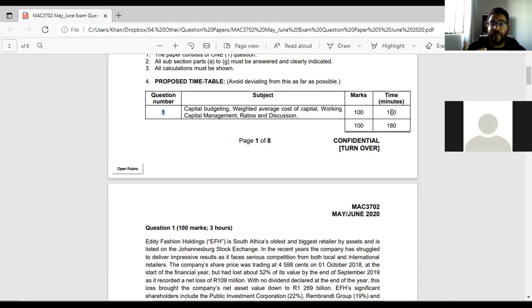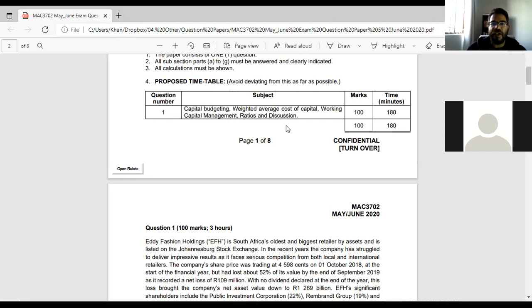So you want to practice. You can't do this in the exam for the first time because you're not going to know what to do. It will be something new for your brain, so practice before the exam. Before you start reading the question paper, you can see it's one question, and they're giving you the topics: capital budgeting, WACC, working capital, ratios, and discussion. So you have an idea of what the question is about.